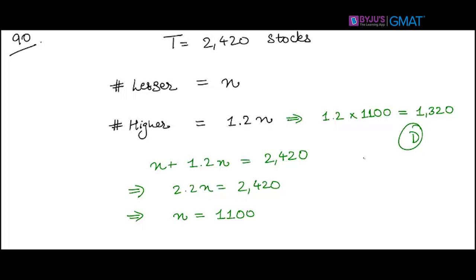Now what if algebra is not your cup of tea? If this confuses you, let's look at the answer options, right? So what does the answer option represent? The answer option represents the total number of stocks that closed at a higher price today, right? Let's start off with C. So 1100. If you know the number of stocks that closed at a higher price, what is the next thing that you can find out?